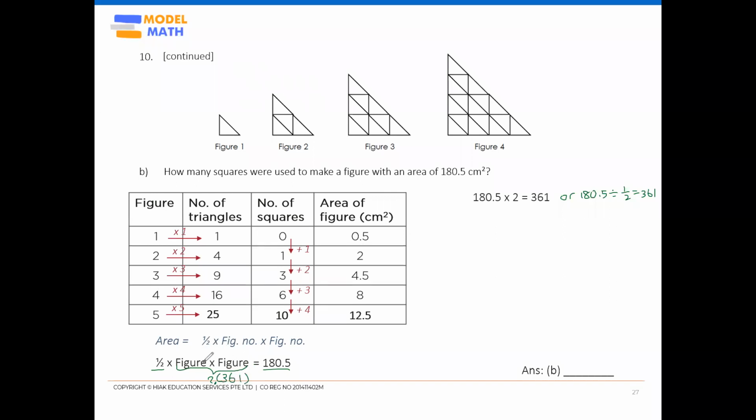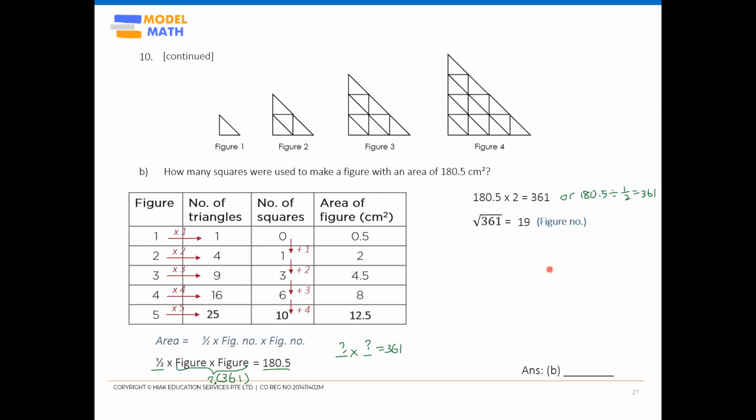Now, we know that these two have to be the same numbers. So something times something give you 361. So this is what we know already. Something times something give us 361. So to figure out what these two numbers are, which is the figure number, you can simply use a square root function. Square root 361, and you key in your calculator, you should get 19. So now I know this is 19, this is 19. That means my figure number would be figure 19.